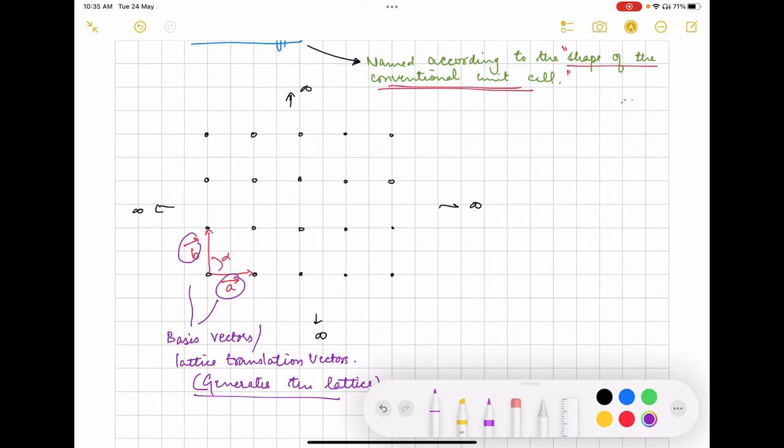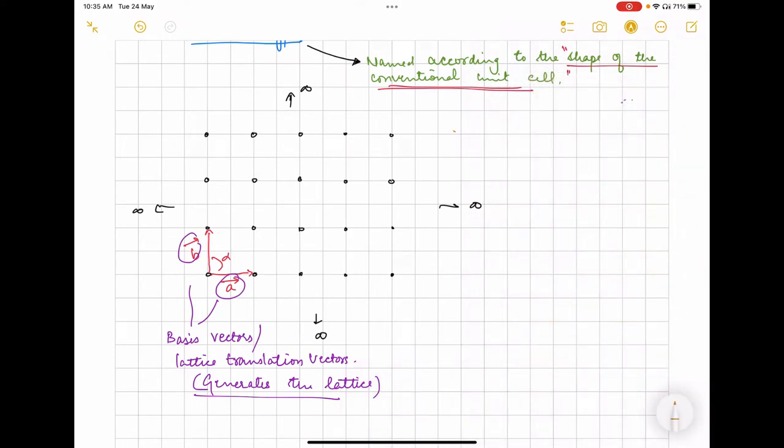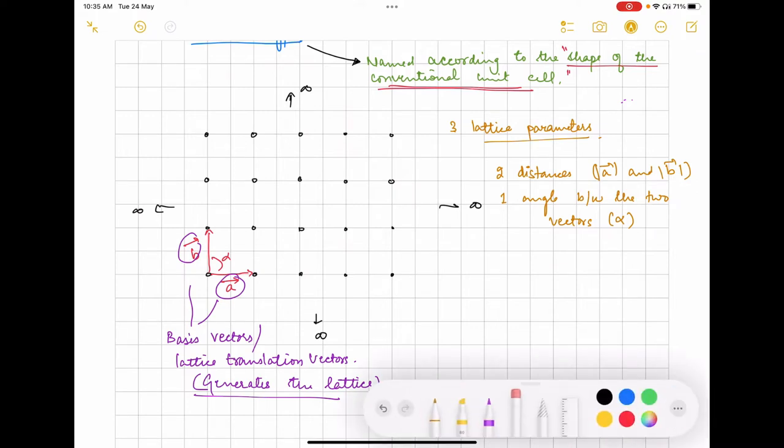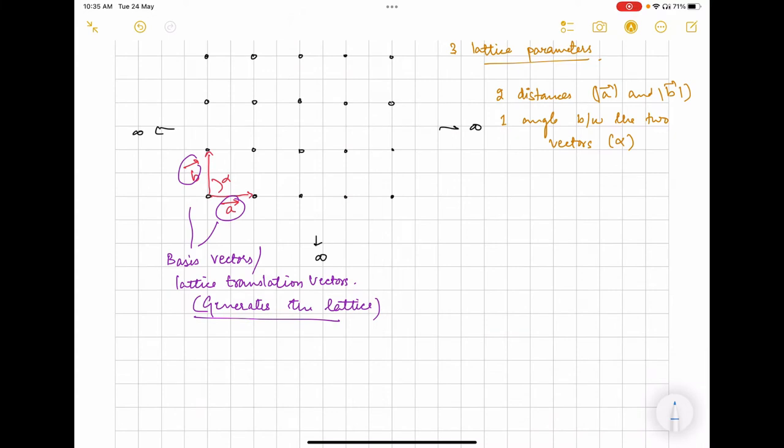Now, how many lattice parameters are required? We require a total of 3 lattice parameters. Two of them are distances, A and B, while one is an angle between the two vectors, that is alpha. So we require a total of 3 lattice parameters. A lattice defines how to repeat along the dimensions. How to repeat. Okay.